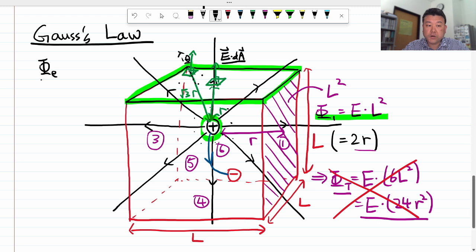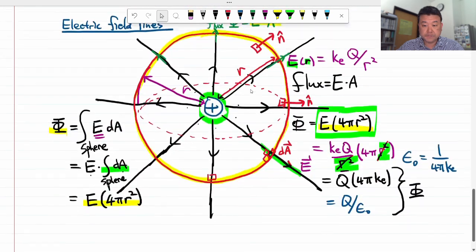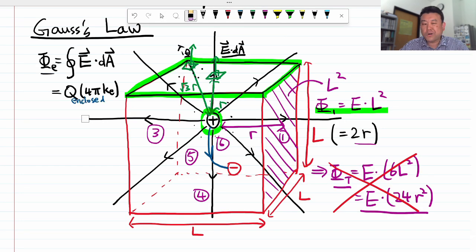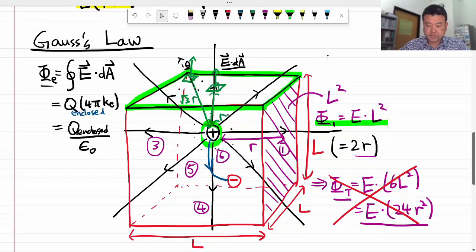The electric flux out of a volume, or the closed surface integral of E dot dA, is equal to what we calculated using the example of the spherical surface: charge enclosed times 4 pi Coulomb constant. Or, if we are most textbook authors, charge enclosed divided by epsilon naught, or permittivity of free space, or electric constant. It's a highly abstract, highly mathematical law.